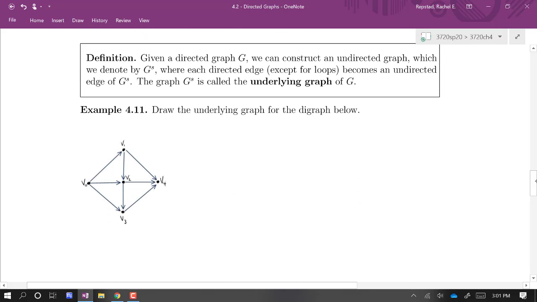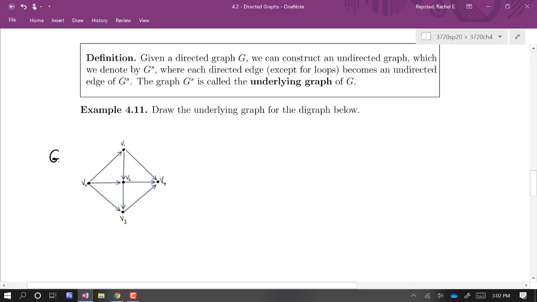If we have a directed graph, we can construct an undirected graph from that graph, where we basically grab each directed edge, except for loops. We don't grab those, but each directed edge just becomes an undirected edge. And we call the graph that results the underlying graph of G.